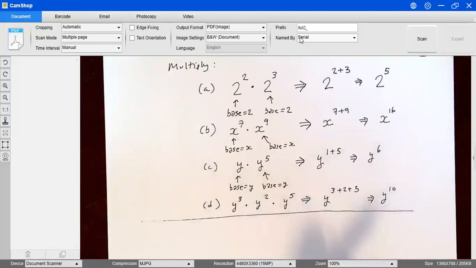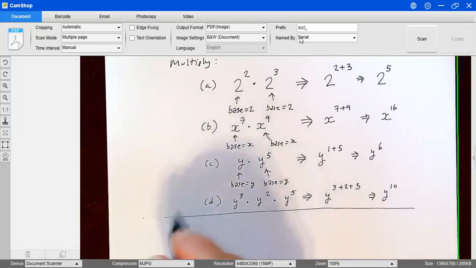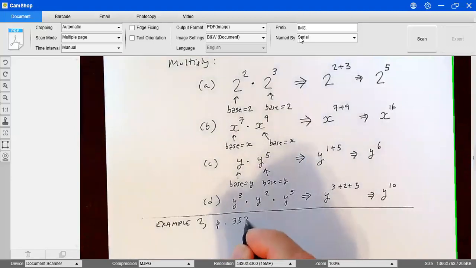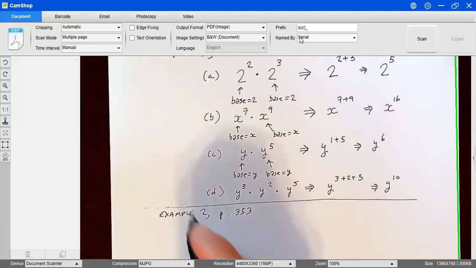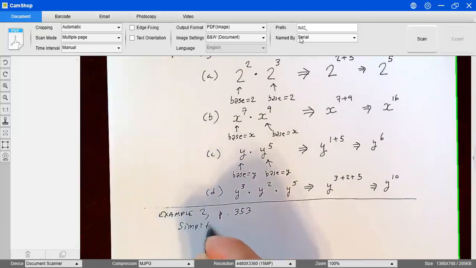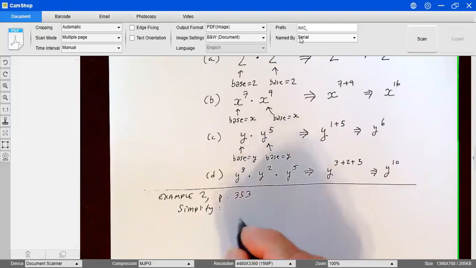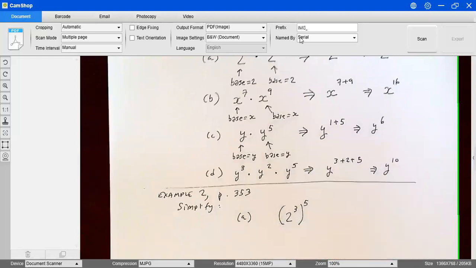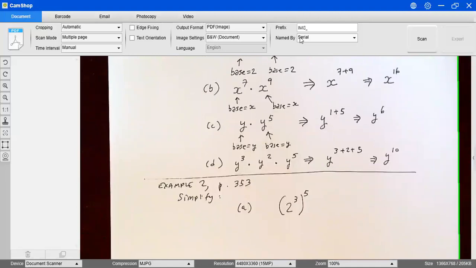So that's example 1. Now we're going to have example 2. That example is on page 353. So we're going to simplify. And we have now these cases. We have now 2 to the cube to the 5th power. So now we have a power of 2 raised to another power.